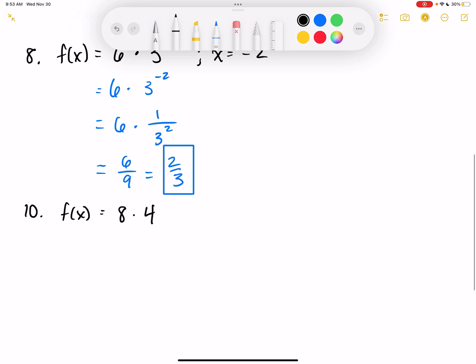All right, f of x equals 8 times 4 to the x for x equal to negative 3 halves. So I think we may need to review what happens when we have a fraction in the exponent.